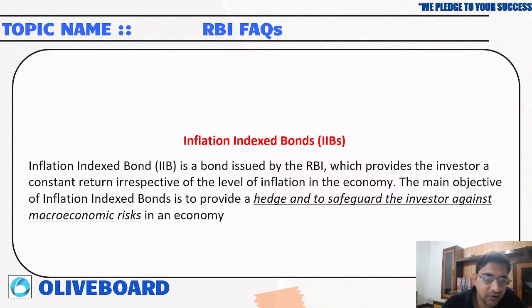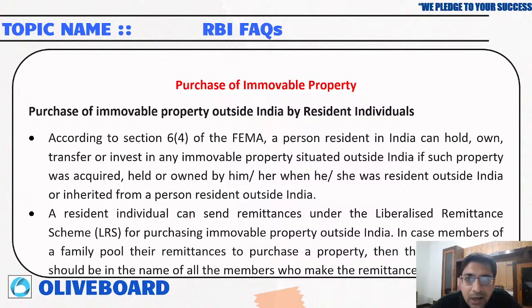Okay, the main objective of inflation index bond is to provide a hedge and to safeguard the investor against macroeconomic risk. Okay, then purchase of immovable property. What is this purchase of immovable property?